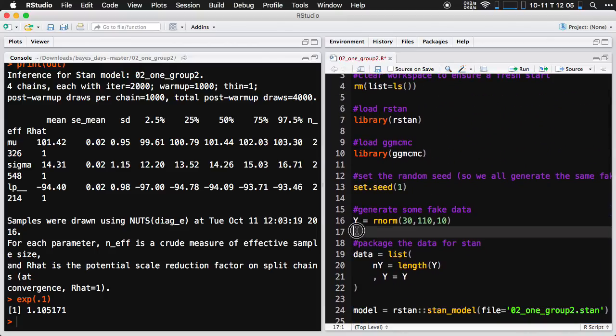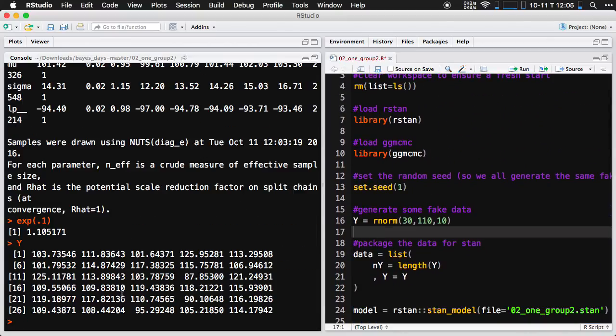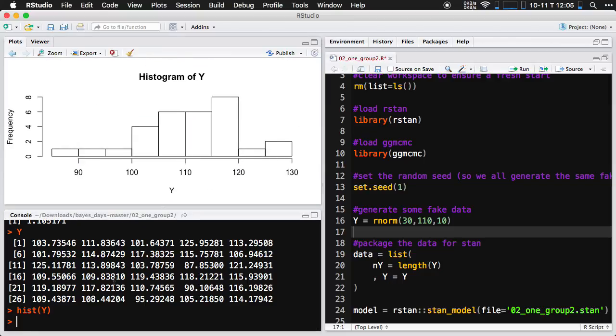So we've got this thing Y, and it's all these numbers. Again, this is the data that we generated. And I can do a histogram of Y. So they go from about 85 to 130.